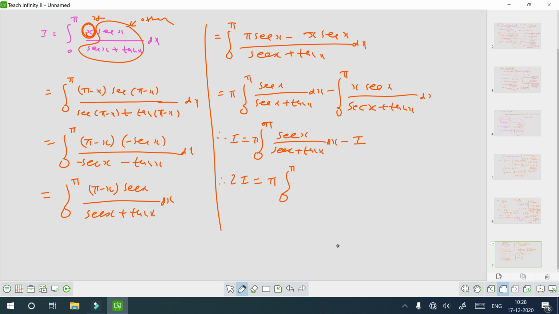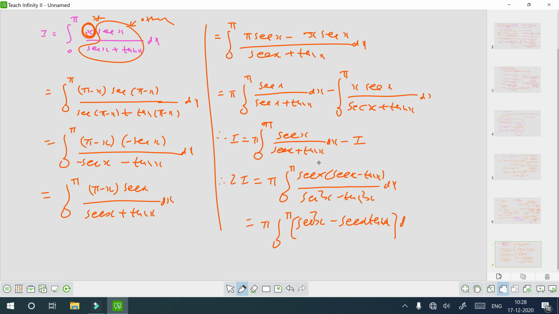આમ હું લખી શકું, રેશનલાઇઝ કરું તો શું થાય? sec square x minus tan square x upon તે થાય, આ 1 થઈ જાય. પાઈ 0 to પાઈ, આ થાય sec square x અને આ થાય sec x into tan x. કેવું સરળ થઈ ગયું, બરાબર?